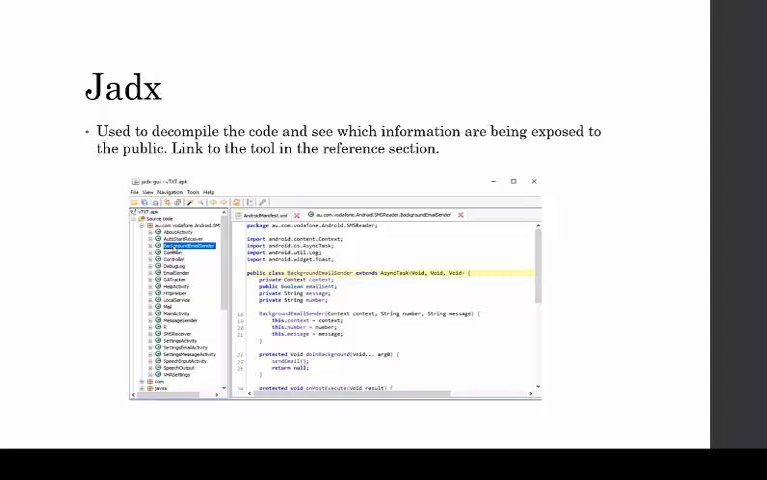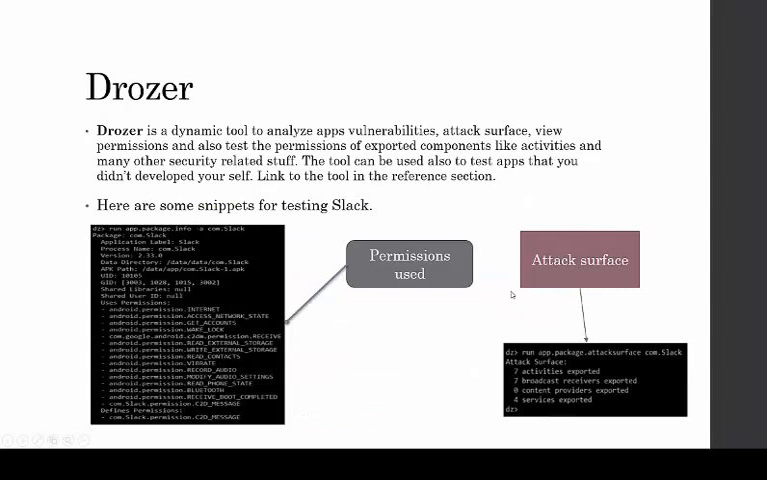JADX is used to decompile the code and see which information is being exposed to the public. As you can see, you can read the code of all classes written in Java. Drozer is a dynamic tool to analyze app vulnerabilities, attack surface, view permissions, and also test the permissions of exported components like activities and many other security-related things. The tool can also be used to test apps that you didn't develop yourself. Here are some snippets of testing the Slack app.